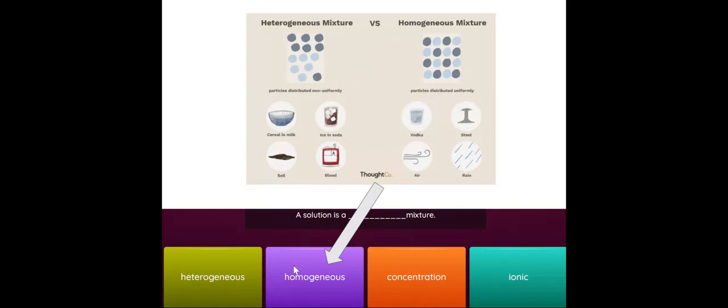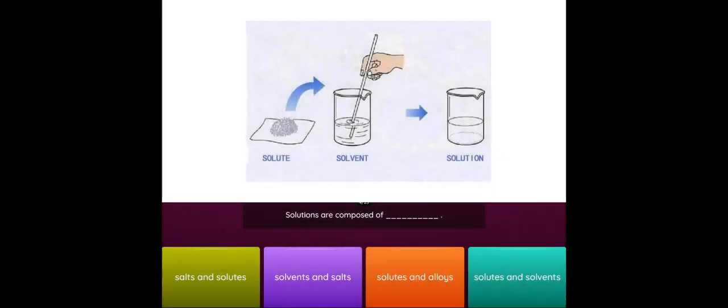So number 3, write it down. And number 3 is going to be a homogeneous mixture. And that once they're mixed together, that is a solution. Okay, solutions are composed of two things. We have the solute and the solvent go together to make the solution. So number 4, you're going to write down solutes and solvents.